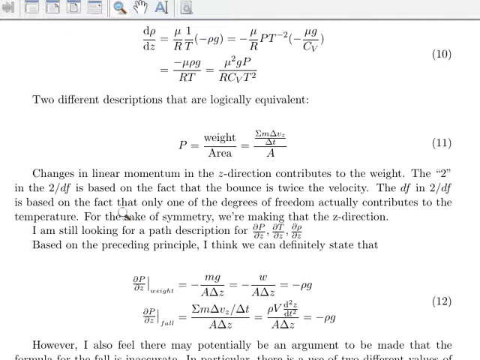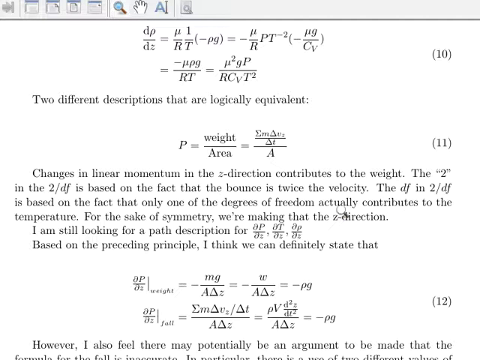Let's see, what did I say here? This is kind of hand waving, but changes in linear momentum in the z direction. That's why it says delta v sub z contributes to the weight. The 2 in the 2 over degrees of freedom is based on the fact that the bounce is twice the velocity. The dF in the 2 over degrees of freedom is based on the fact that only one of the degrees of freedom actually contributes to the temperature.